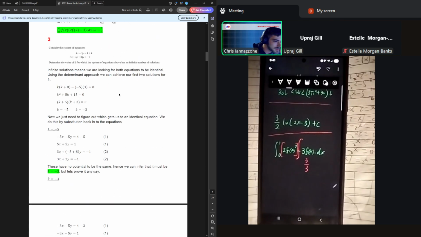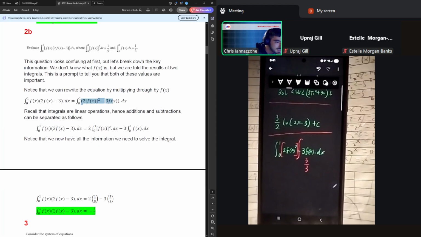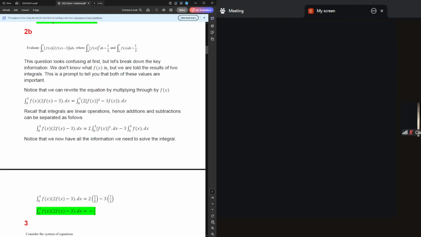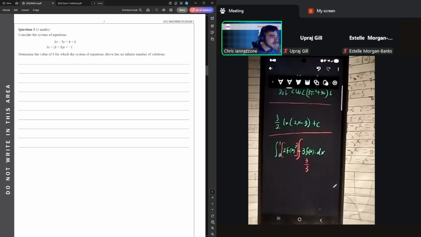So if I show on the screen share the full working out, there's the 2f(x) squared minus 3f(x), and then here's the splitting of those two things. So you can split between the plus and minuses. I even brought the 2 and the 3 out so you could very clearly see, and then simplifying the fractions. Anything to clarify there at all? Let me know. Otherwise we've got part 3 going on.